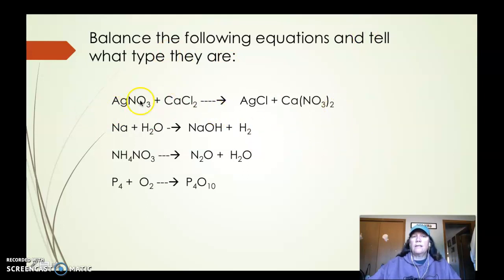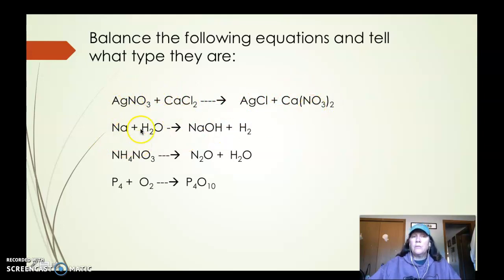Remember to look at how many parts. Here I have 2 reactants and I have 2 products. So I know it's either single or double replacement. As long as these aren't carbon dioxide and water, it's not combustion. So it's single or double. And I look, I got no elements by themselves, so this is a double replacement. The silver goes with the chlorine and the calcium goes with the nitrate.